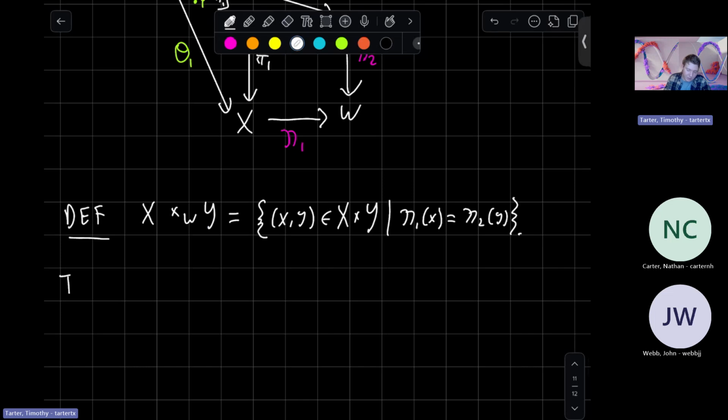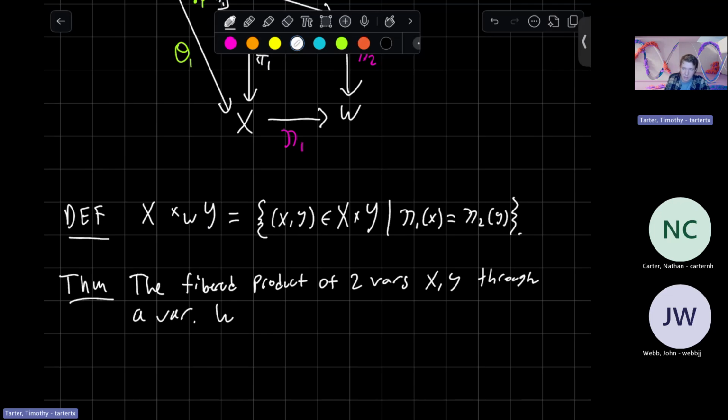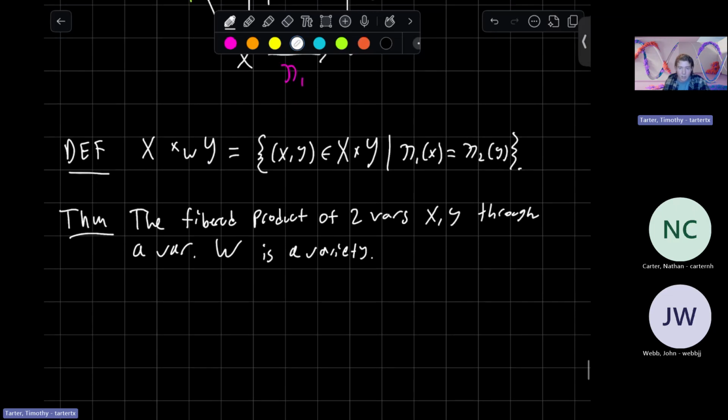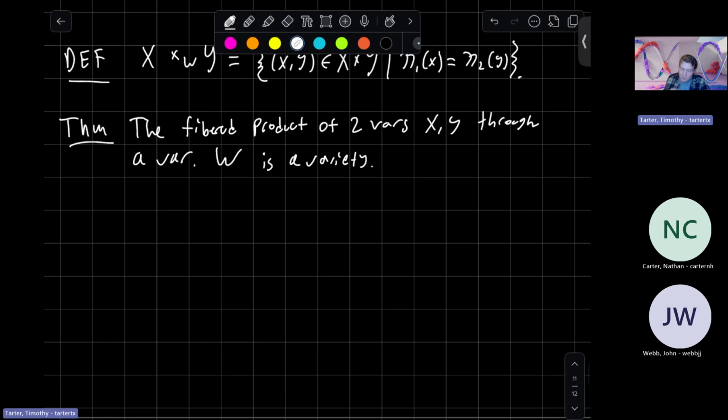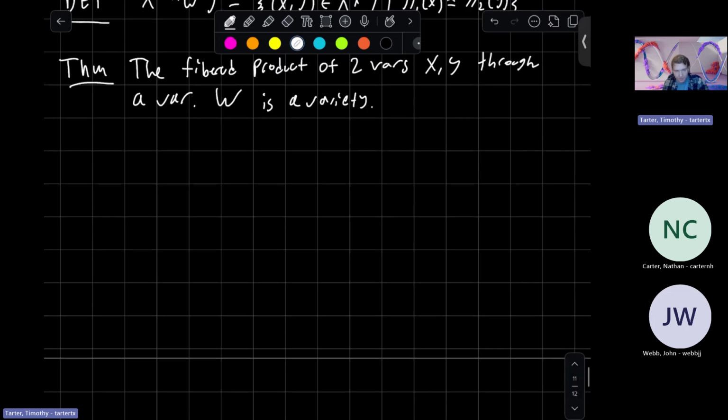And so then our theorem is that the fibered product of two varieties X, Y through a variety W is a variety. Now you're probably thinking, okay, this is kind of abstract. What's an example of this?